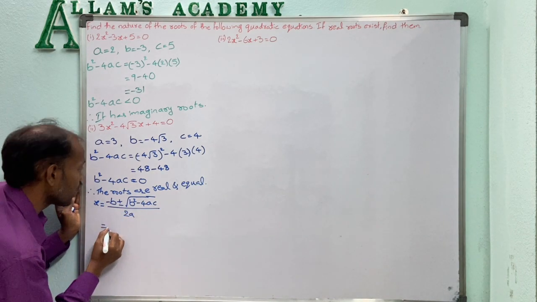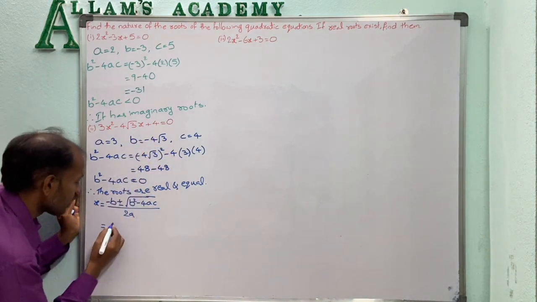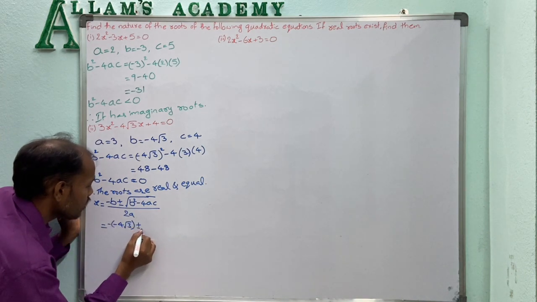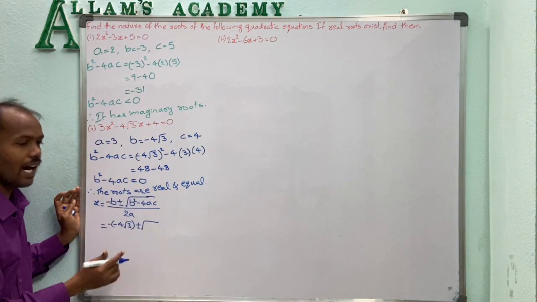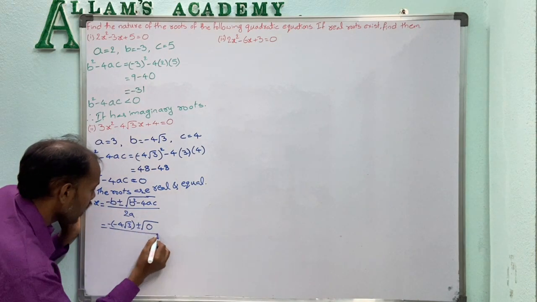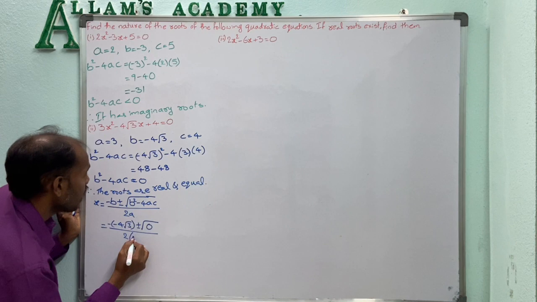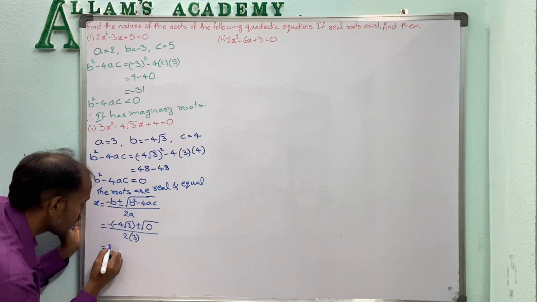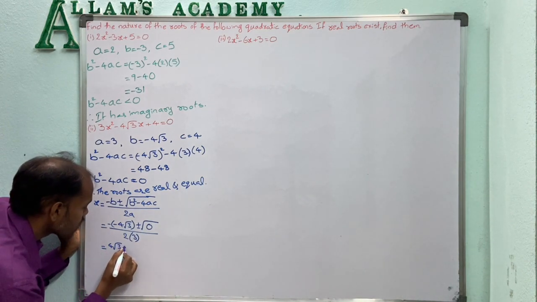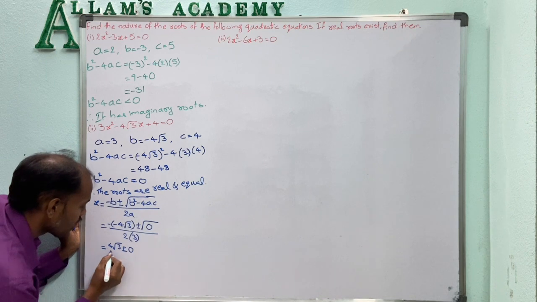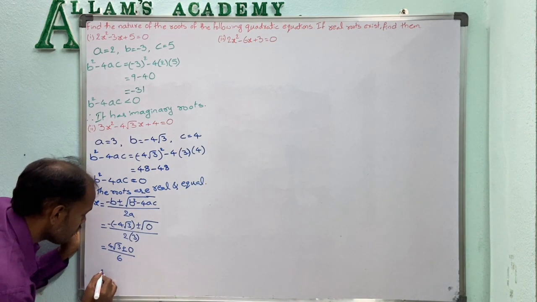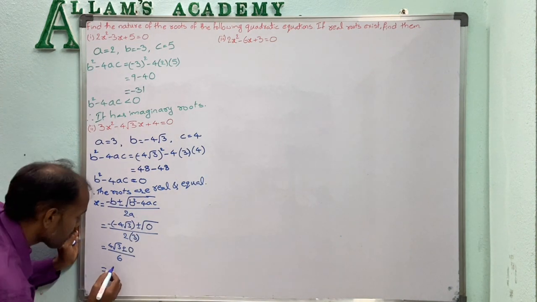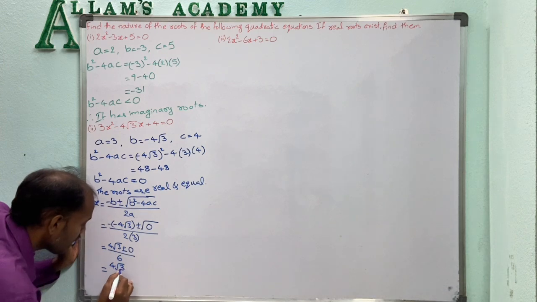So minus b, b is minus 4 root 3, so minus of minus 4 root 3 plus or minus under root b square minus 4ac, whose value we already found is 0, by 2a, 2 into a value is 3. So minus of minus 4 root 3 is nothing but 4 root 3 plus or minus root 0 is nothing but 0, by 2 threes are 6. Now 0 added to or subtracted from any number gives that number only, that means 4 root 3 by 6.